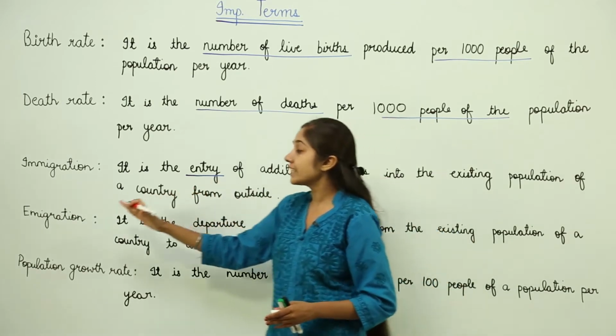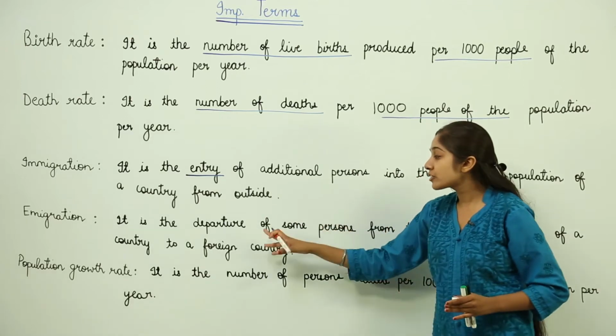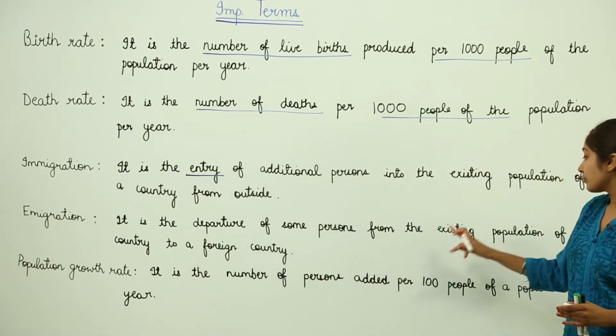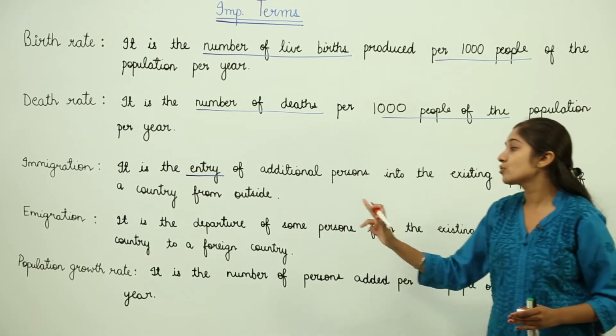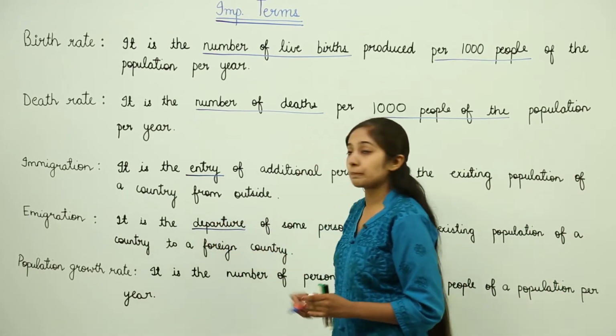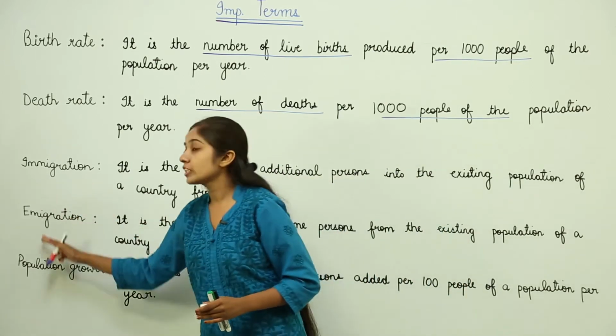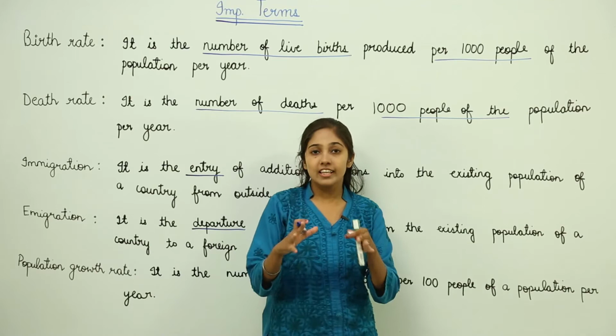Then we have the next term, that is emigration. You will define it as the departure of some persons from the existing population of a country to a foreign country, meaning it involves the departure of people. So, it is a factor which will lead to the control of population in a country.